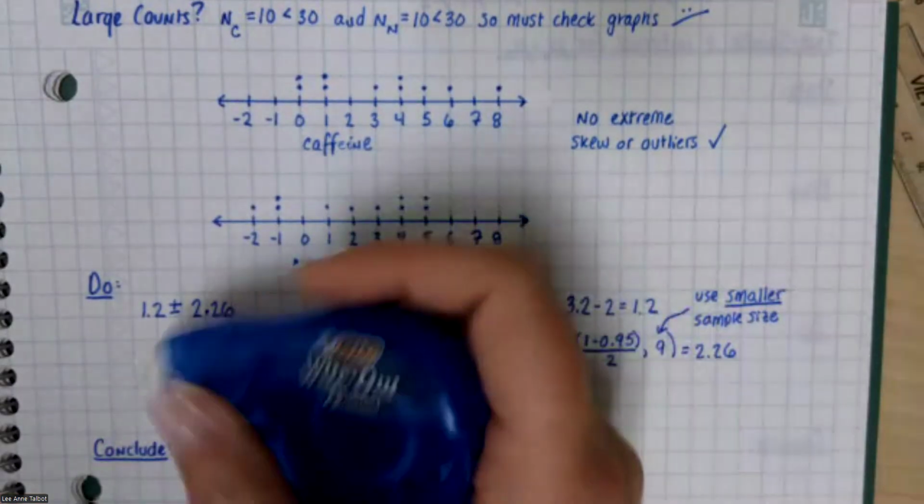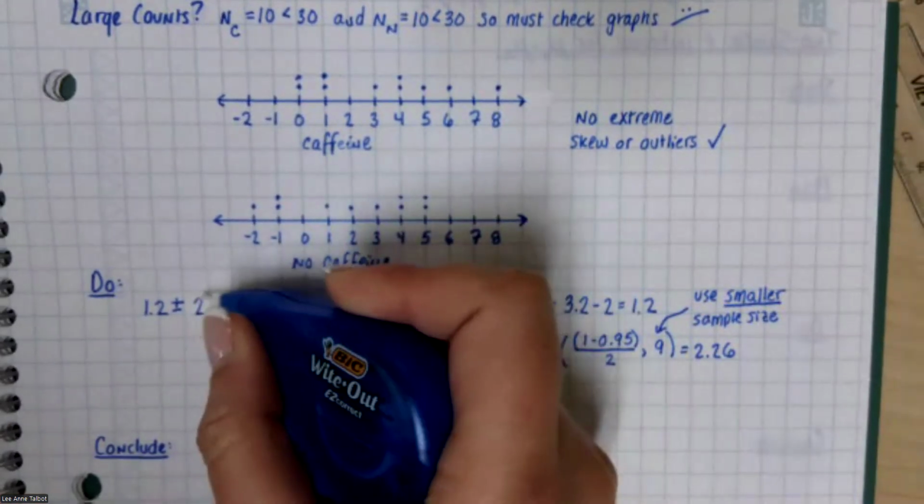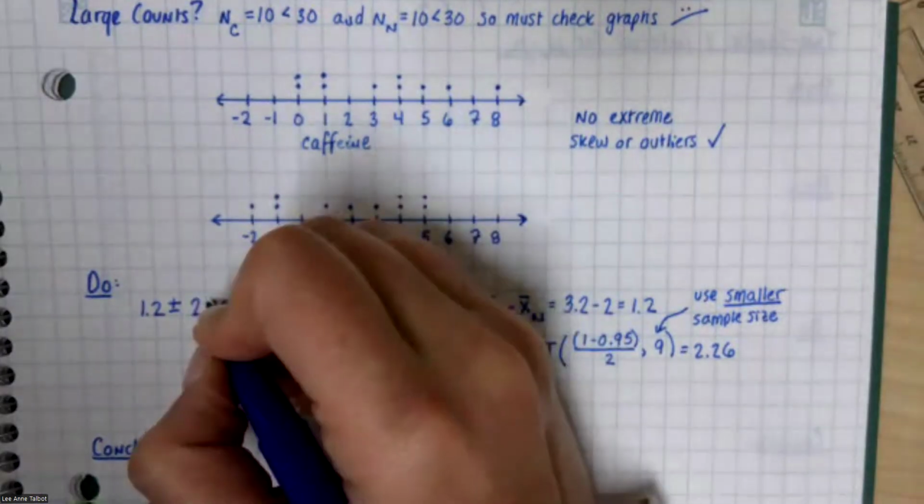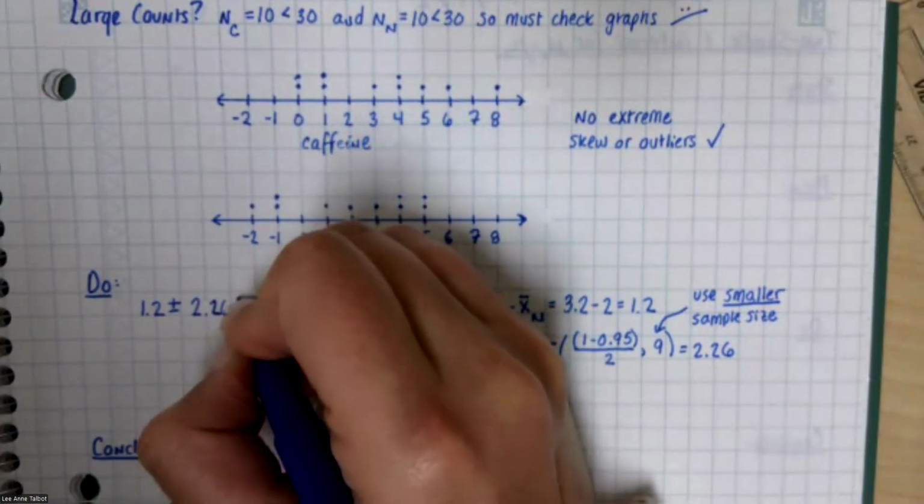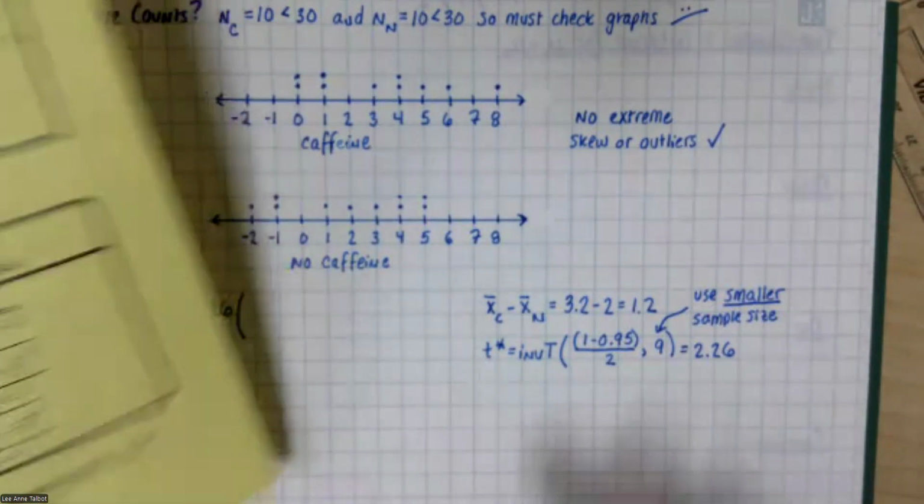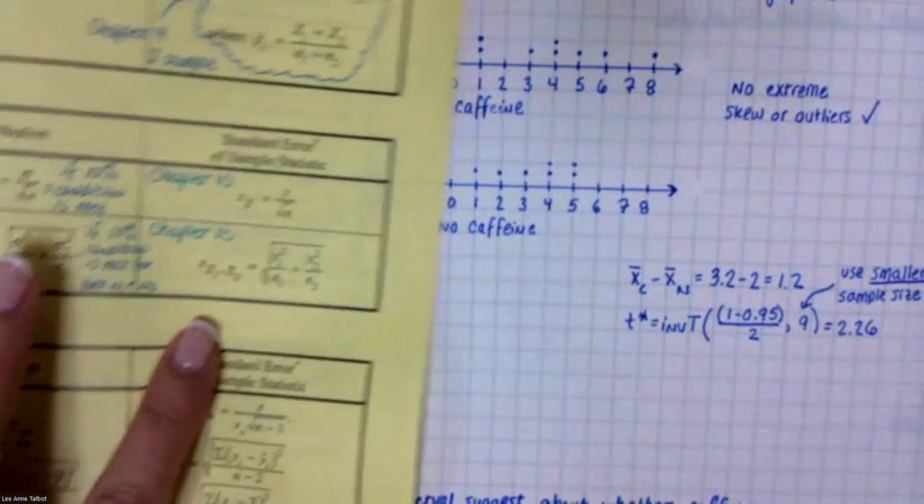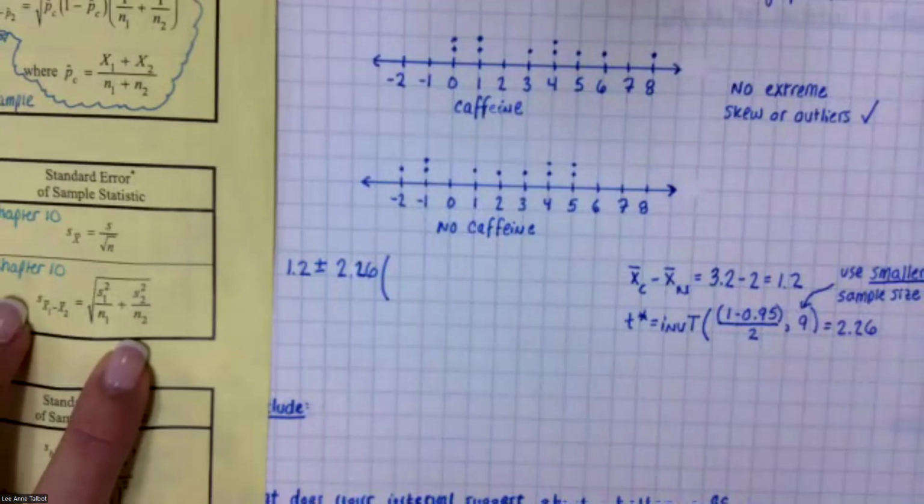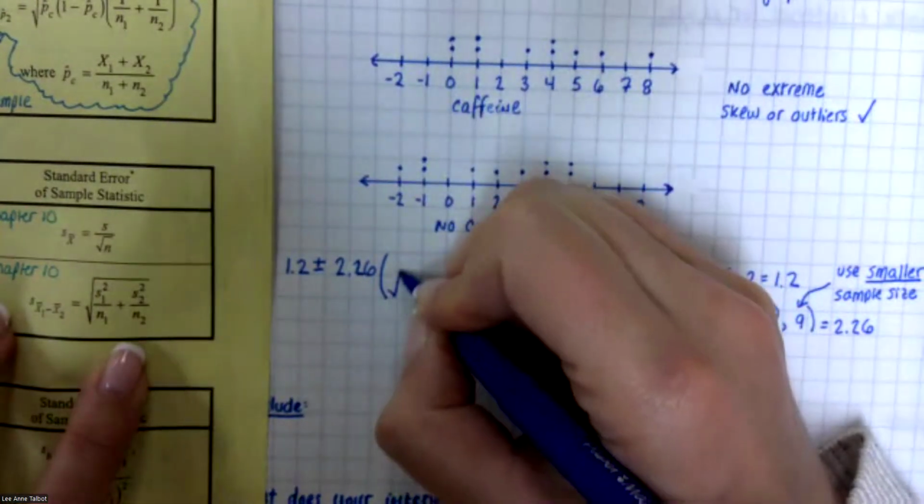Why did I make that look like times? Okay. So now I'm here. Giant square root.